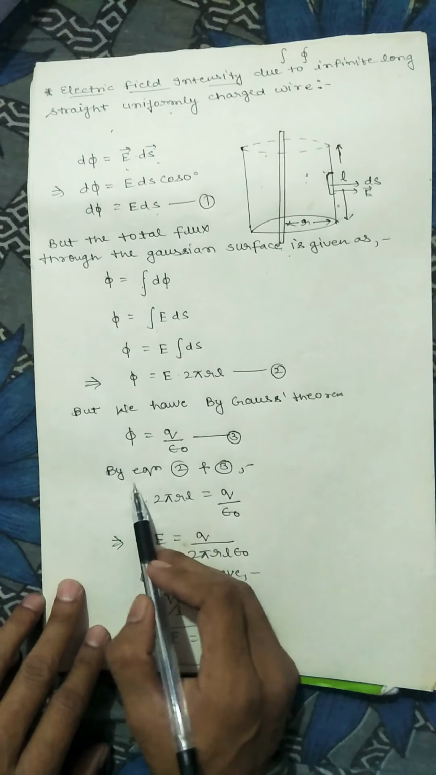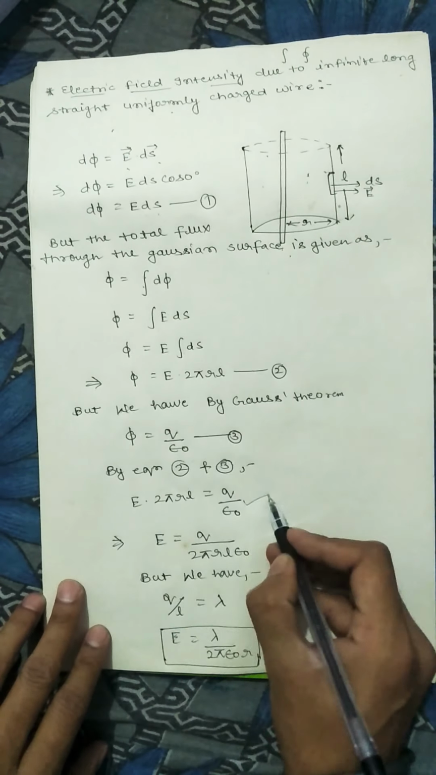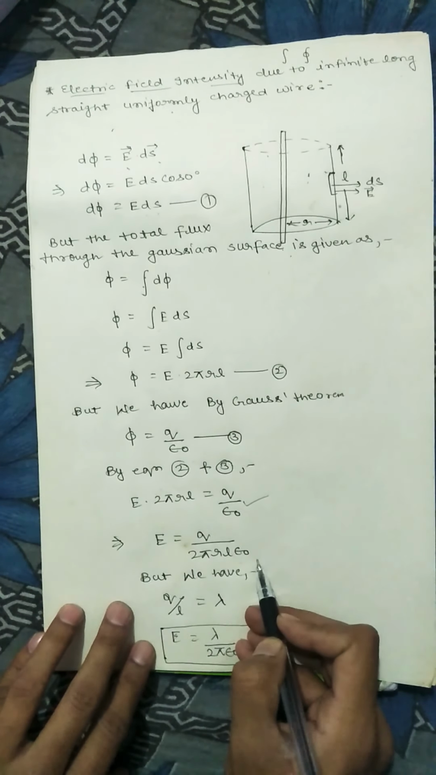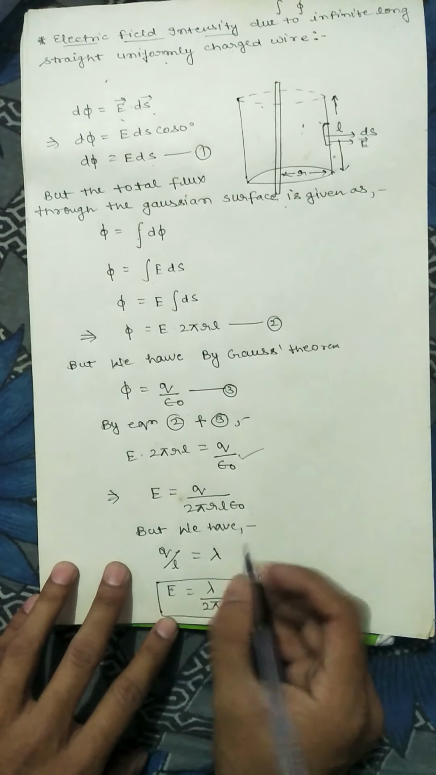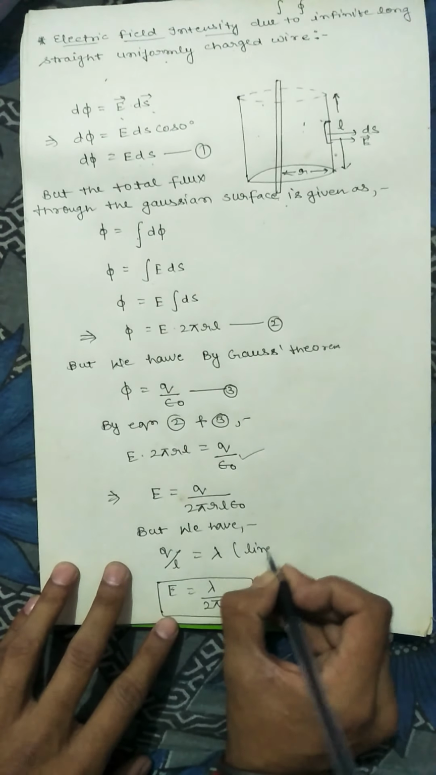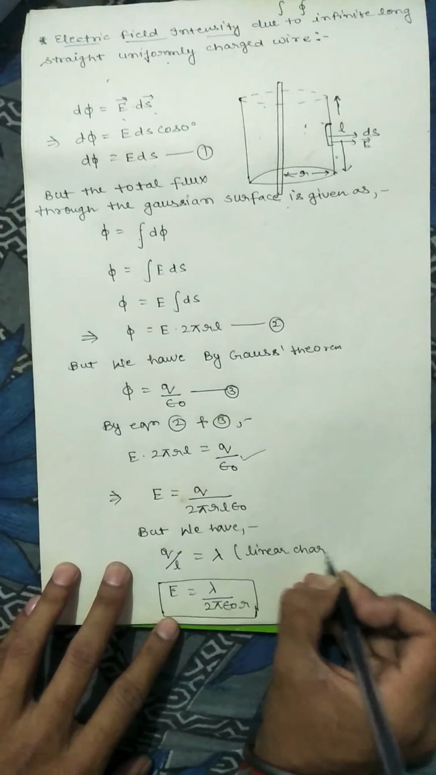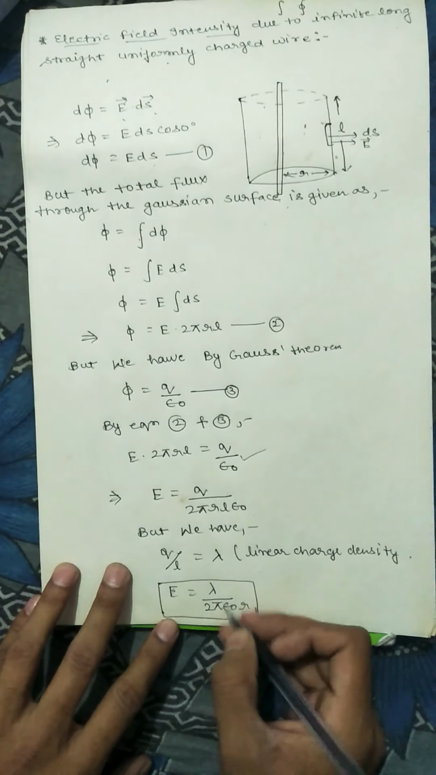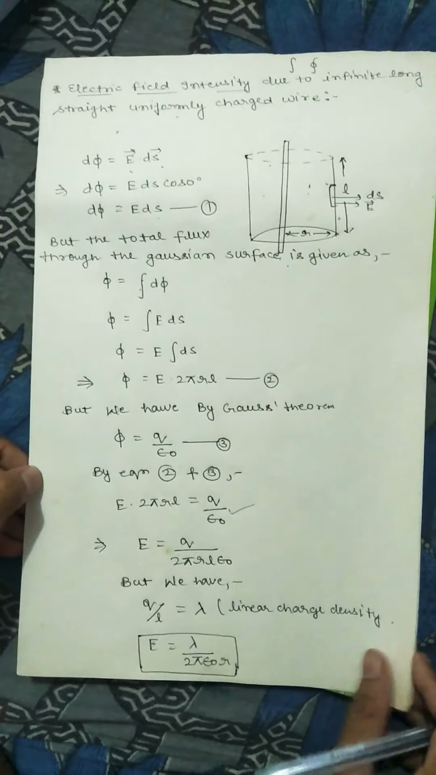So by equations 2 and 3, when we equate them, we get E is equal to q upon 2 pi rl epsilon naught. But we know that q by l can be considered as linear charge density. So here we put the value, and we get the result, that E is equal to lambda upon 2 pi epsilon naught r.